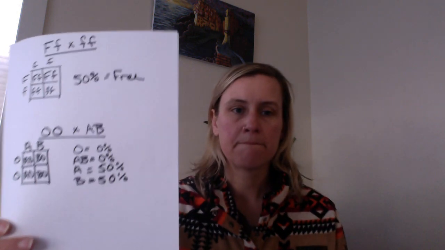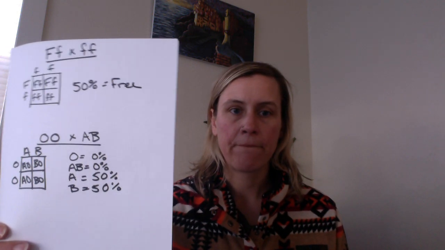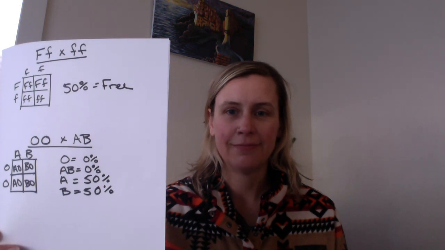All right, so what percentage of the offspring will have O blood like mom? What percentage will have AB like dad? And then is there any that got A or B even though mom or dad wasn't A or B? Is that what you got? Of course you did. Nice work. All right.